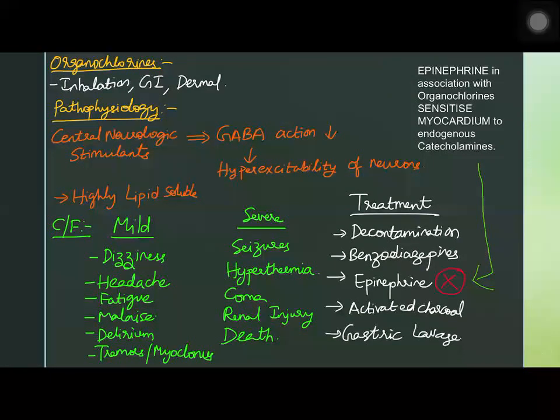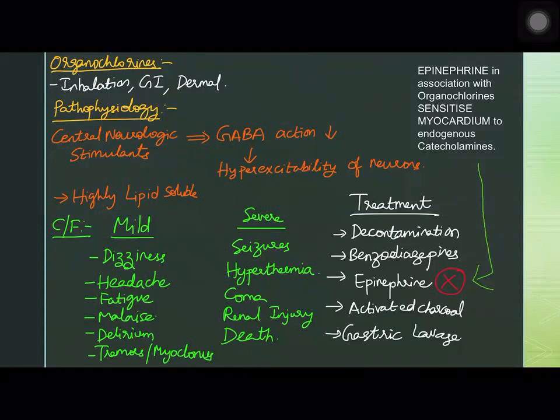And the clinical features we can divide into mild and severe. Mild consists of dizziness, headache, fatigue, malaise, delirium, tremors, and myoclonus. In severe, we have seizures, hypothermia, coma, renal injury, even death. And treatment consists of decontamination. And if the patient has seizures, then we can use benzodiazepines.